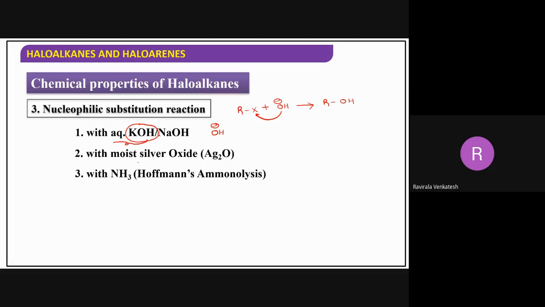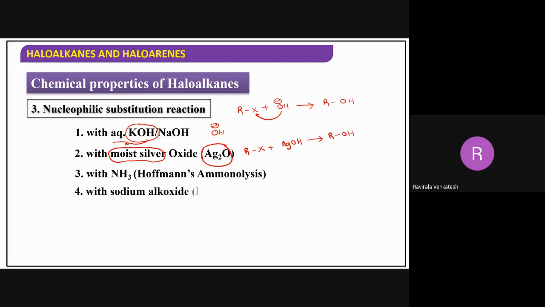For example, if I take moist silver oxide, here it is moist silver oxide. There will be dry also. Dry will give ether, that we'll discuss in the next chapter. But here it is moist silver. What happens if you treat with alkyl halide? Moist silver oxide will convert into AgOH. Now we have to take care of AgOH. We are going to get the same alcohols.